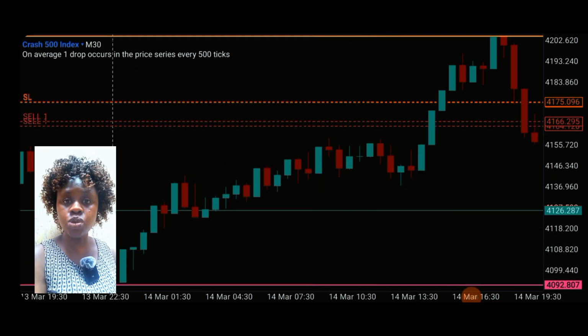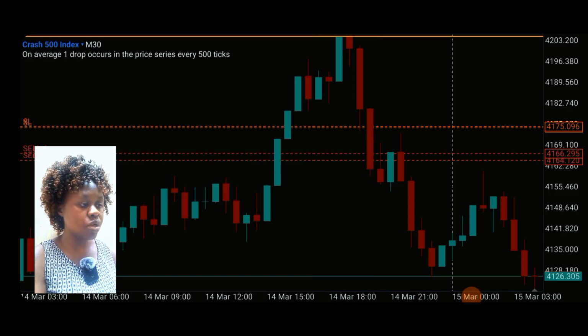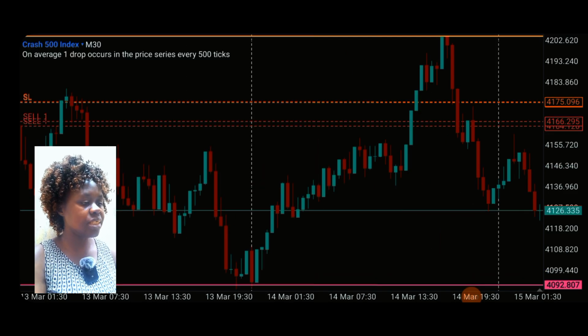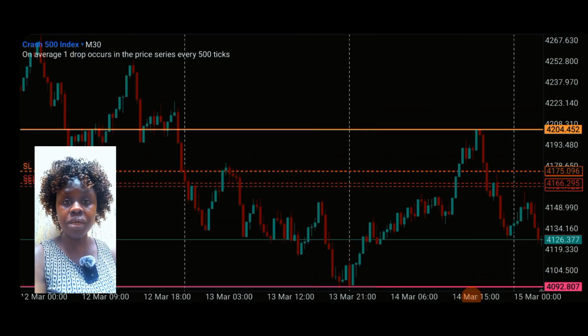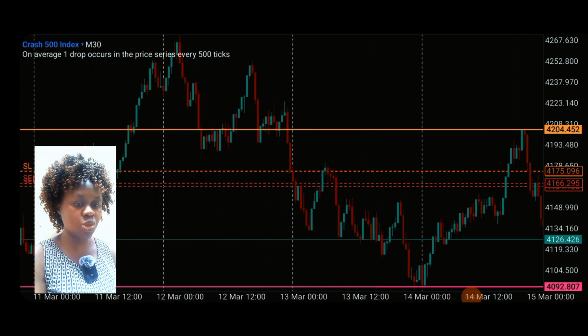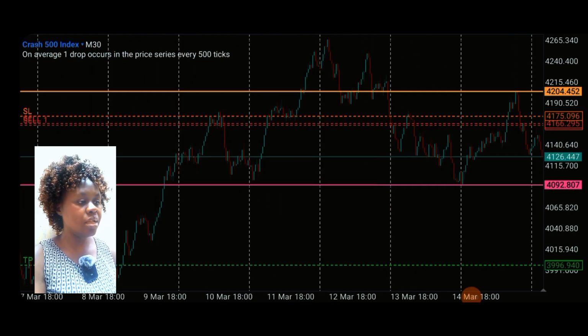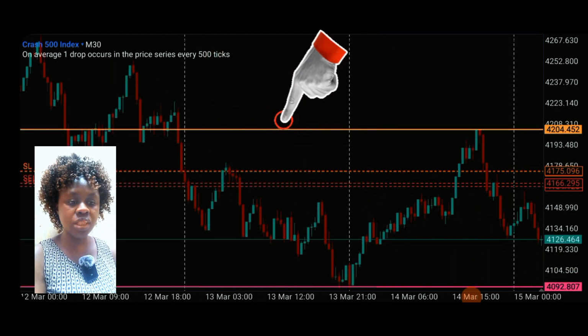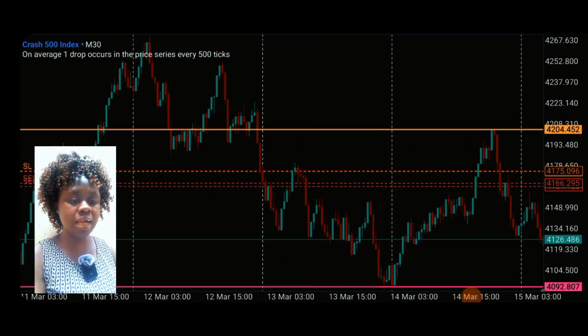So how do you work out the maximum pain level where the yellow line is? You find a place where there's so much rejection from the top and from the bottom. As you can see, there's so much rejection in that area. Then you mark that zone with even a line. If your price comes to that area, you take your trade.